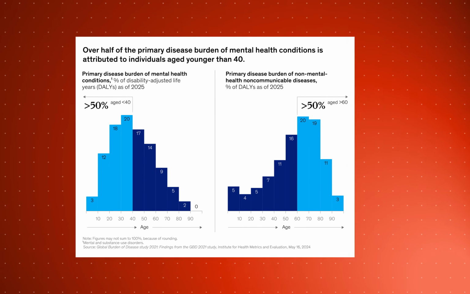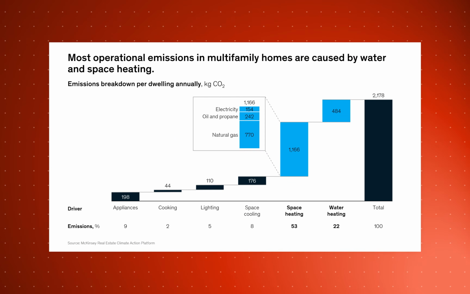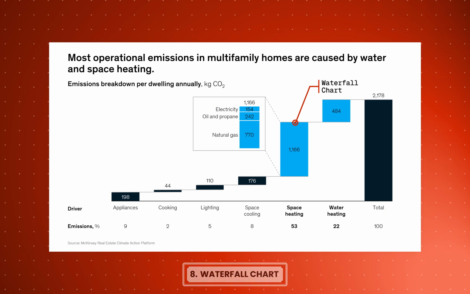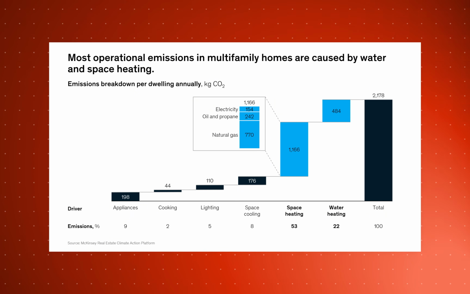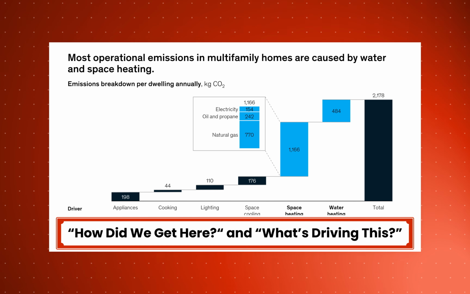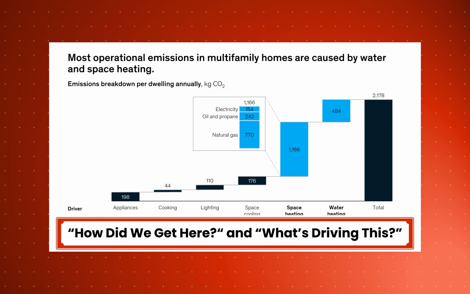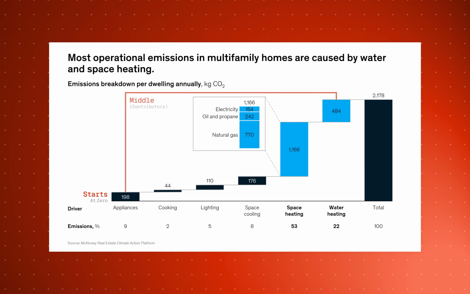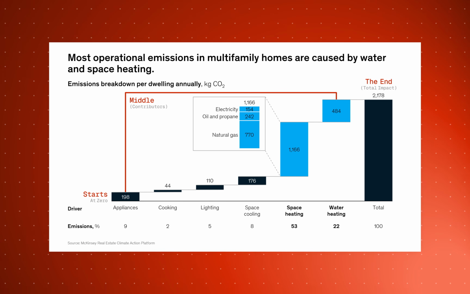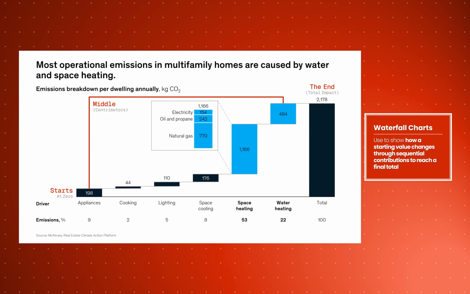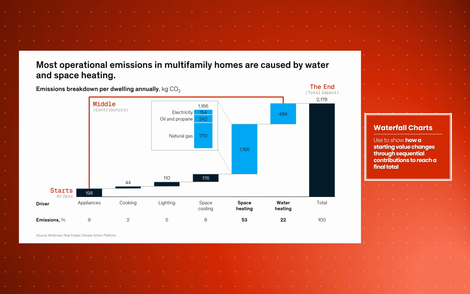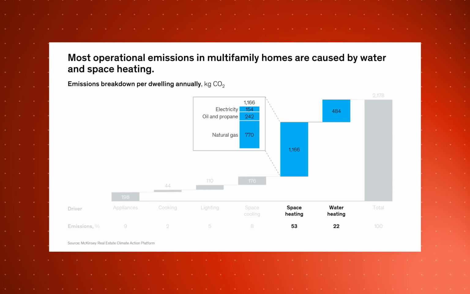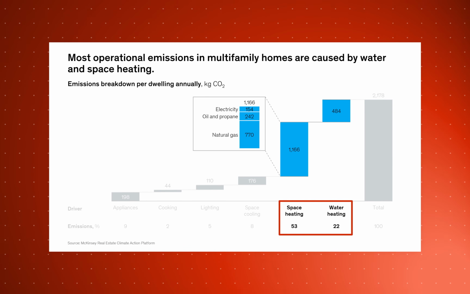Okay, now let's move to the next effective chart type, which is my personal favorite, the waterfall chart. It's the ultimate storytelling chart, and unlike standard bar charts that just compare categories, waterfall charts answer how did we get here and what's driving this, transforming data into a narrative with a beginning, the starting point, the middle, incremental contributions, and end, the total impact. In this case, McKinsey used a waterfall chart to reveal the sequential buildup of emissions, making it immediately clear that heating systems offer the biggest decarbonization opportunity, accounting for 75% of the total.